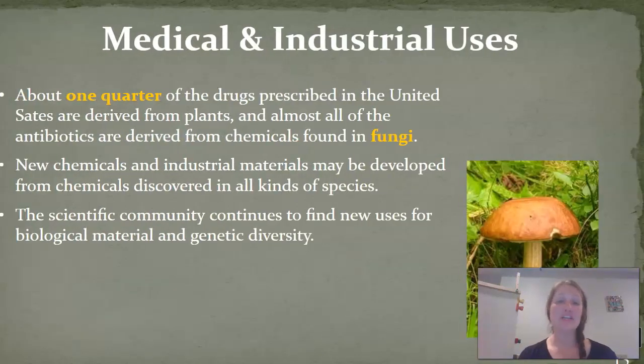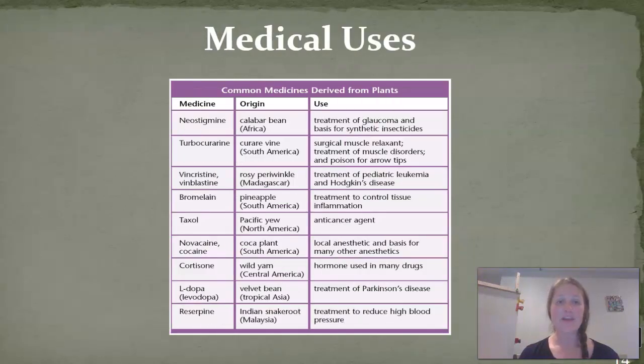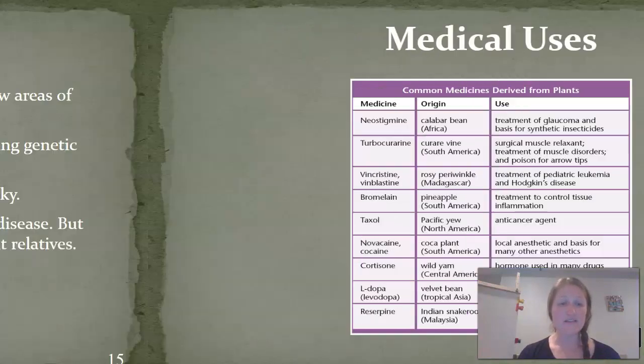When we talk about medical and industrial uses, about a quarter of all the drugs prescribed in the US come from plants. Almost all of them are from fungi when we talk about our antibiotics. So it's essential that we discover new species, but also that we allow the species that we're currently using to flourish and that we're not overusing them. Okay, here are some medical uses. So you guys can take a second and look at all of these things.